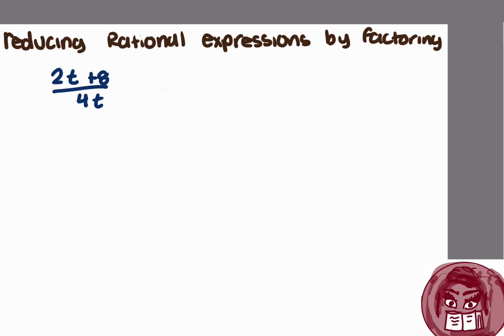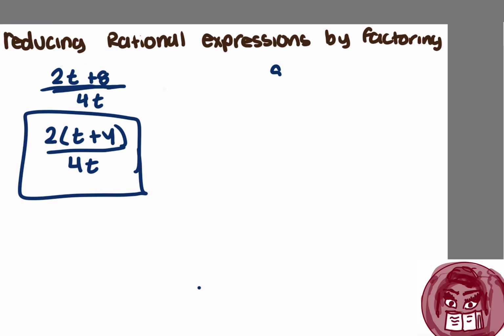Okay, now I've written down this expression. So let's try simplifying it and making it simpler. So we have 2t plus 8 over 4t. So we know that we can take the 2 out of this expression. So we're going to do 2 times t plus 4 over 4t. And that's our final expression.